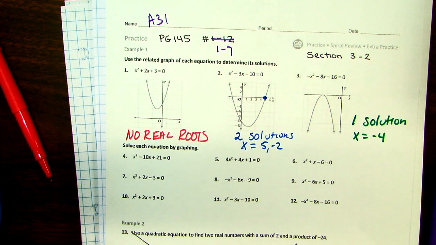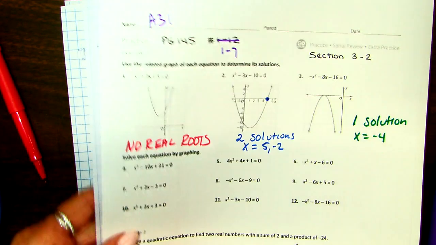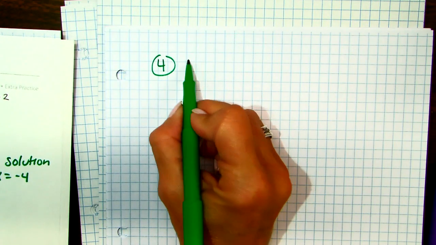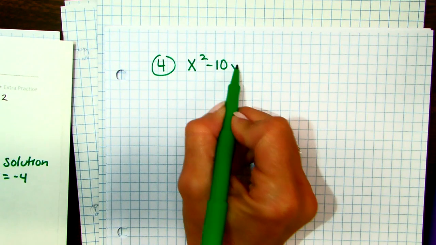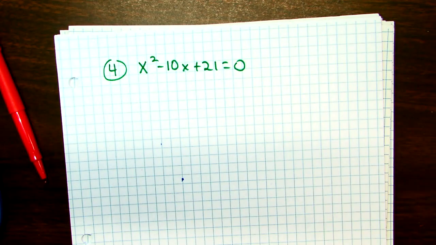Okay, so now you're going to graph it, and number 4 I'll do with you. You can use your graph paper. It is definitely easier if you use graph paper. So number 4, this is one that will have 2 solutions. I didn't have one in the notes for some reason. I don't know what happened there. Okay, so think about this.